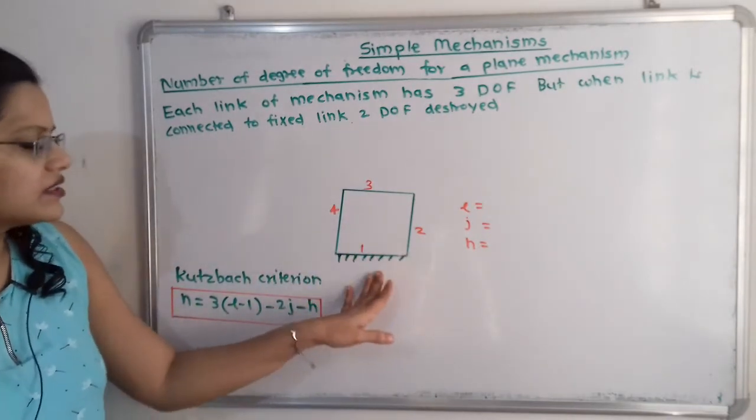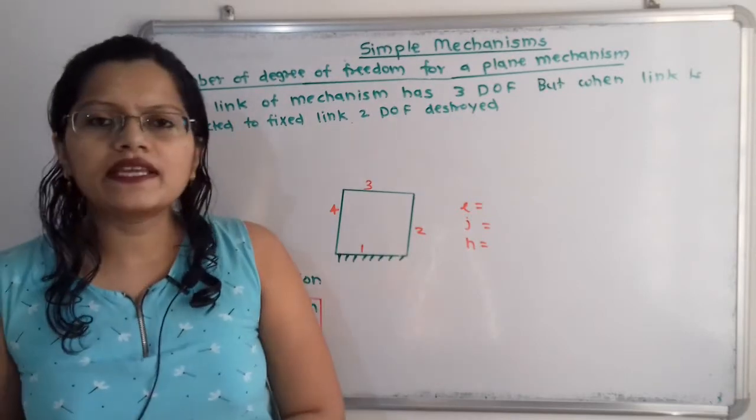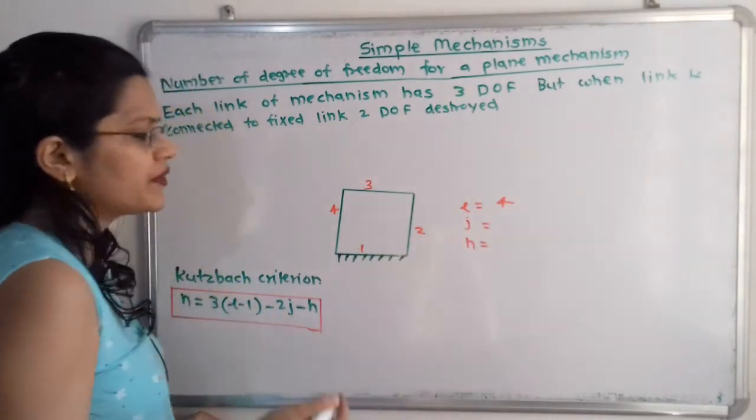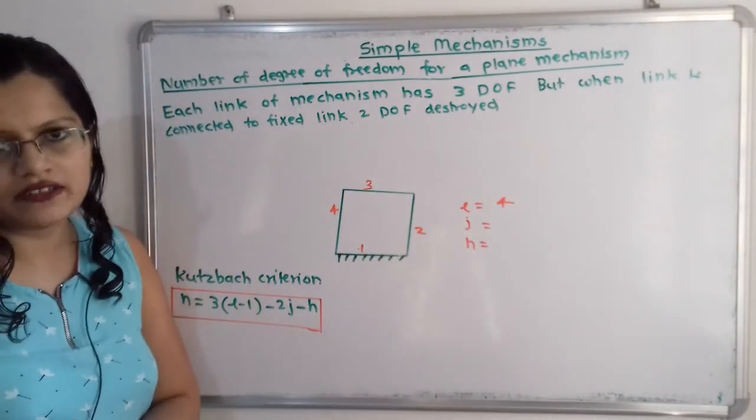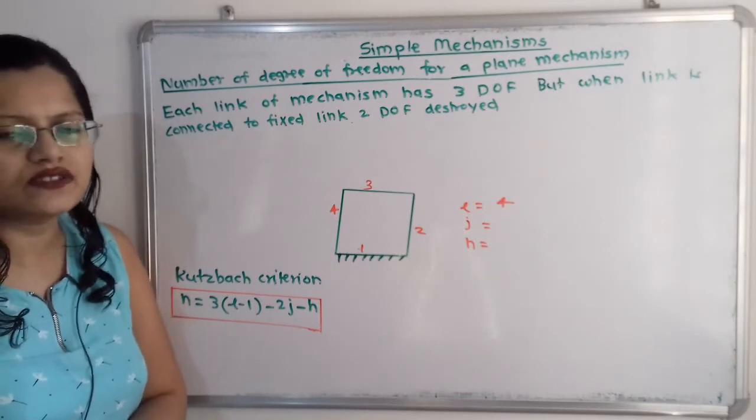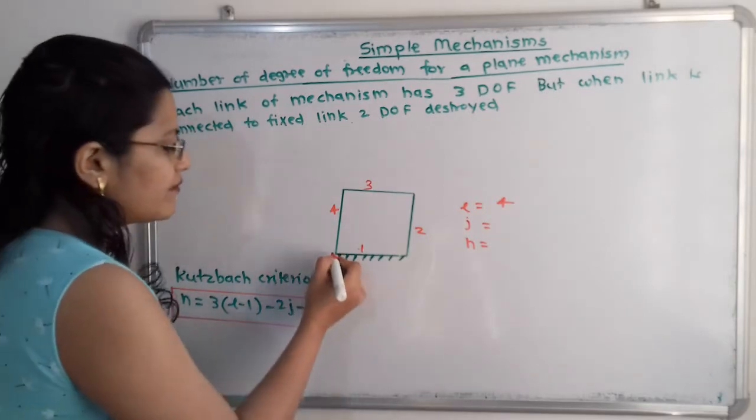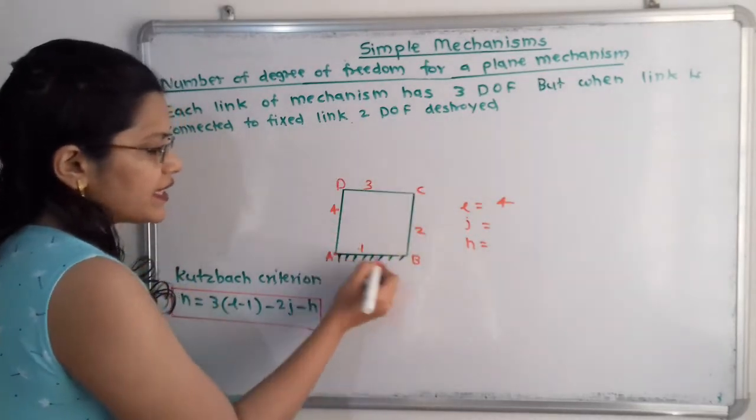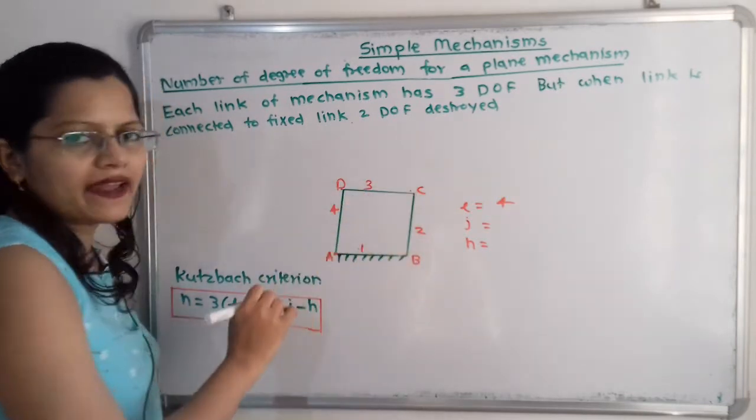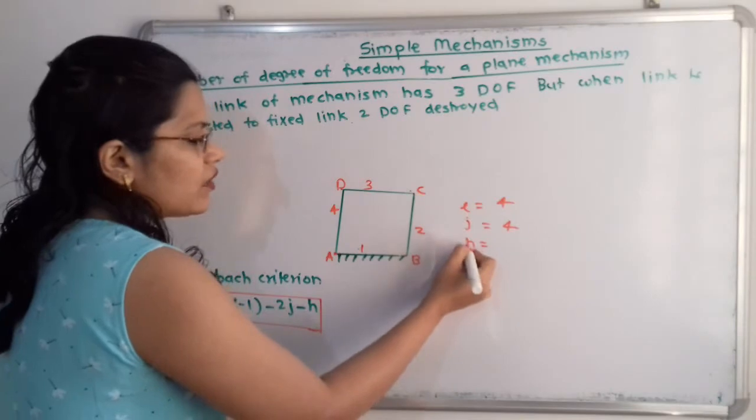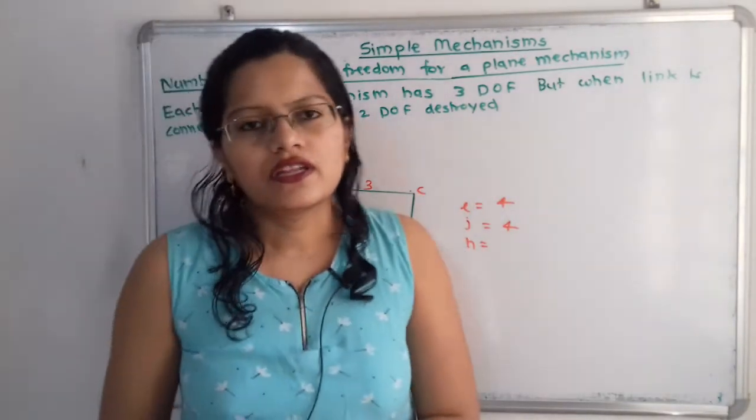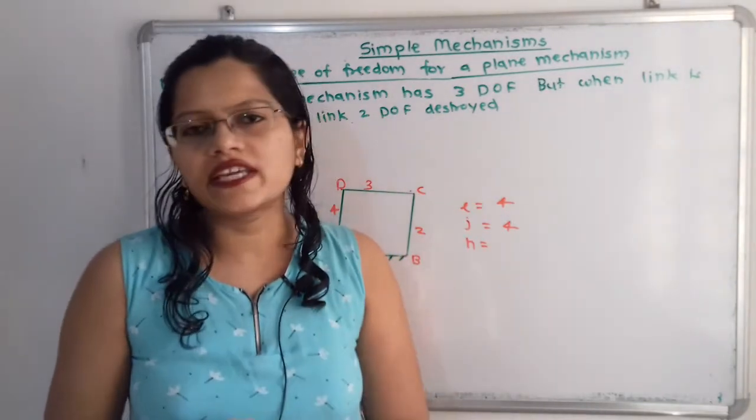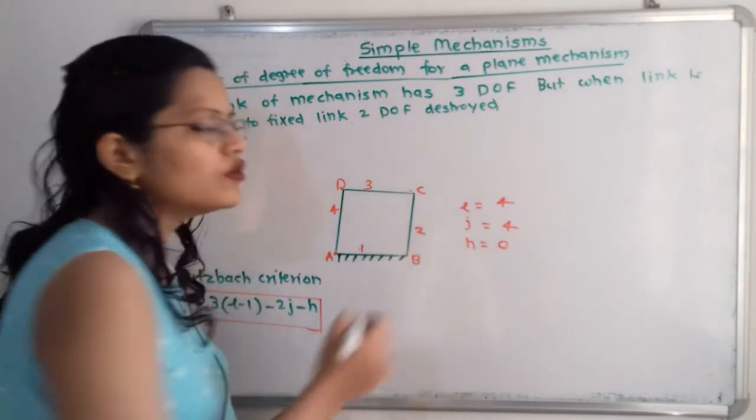Now we will first find out how many links there are. So here 1, 2, 3, 4. So the number of links is 4. Then how many joints are there? These joints should be binary joints, or lower pairs. Now if I give here the points A, B, C, D, these A, B, C, D are all binary joints. So I will say 4. Now how many higher pairs are there? If we observe, all these pairs are turning pairs. That means no higher pair is there. So H is equal to 0.